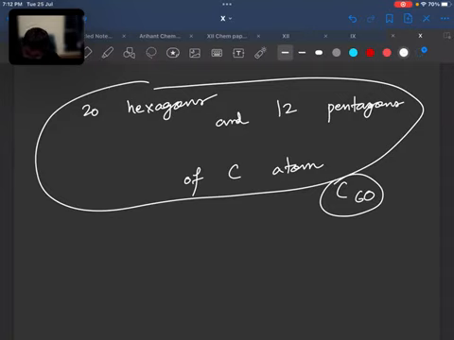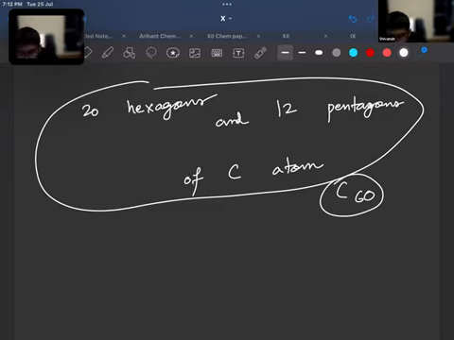And it has similar chemical properties. For example, if you burn diamond in air, you get carbon dioxide. If you burn graphite in air, you get carbon dioxide. And if you burn Buckminster fullerene, you get carbon dioxide. In this it's written that if we burn Buckminster fullerene in oxygen, only carbon dioxide is formed and nothing is left behind.